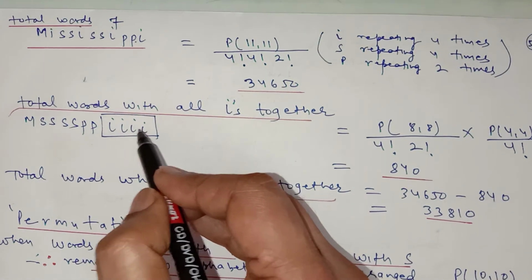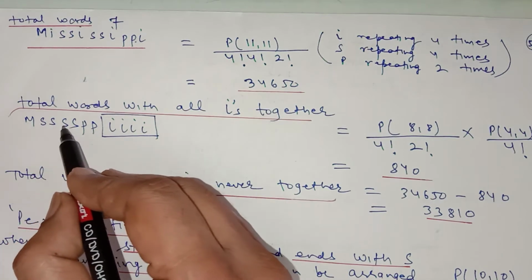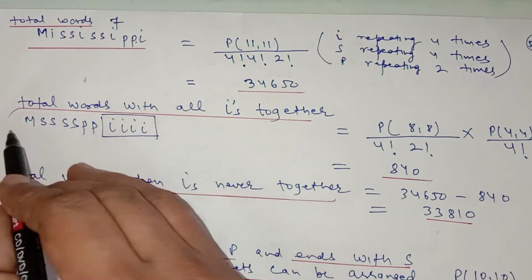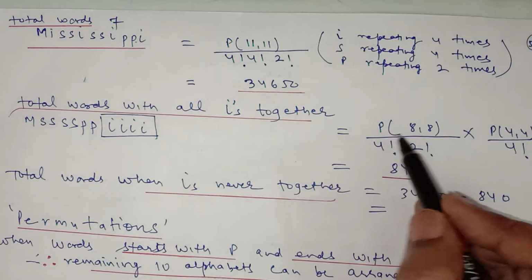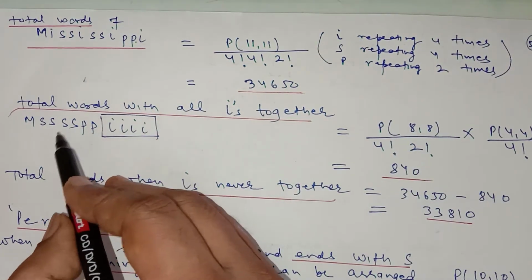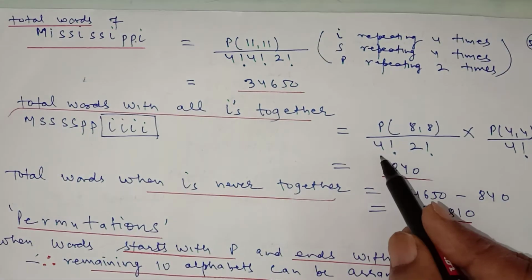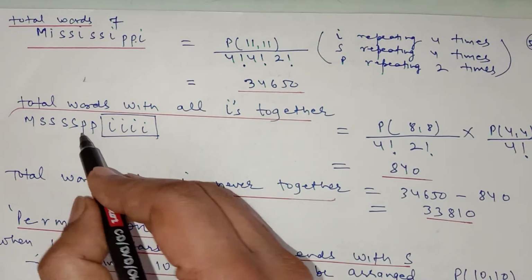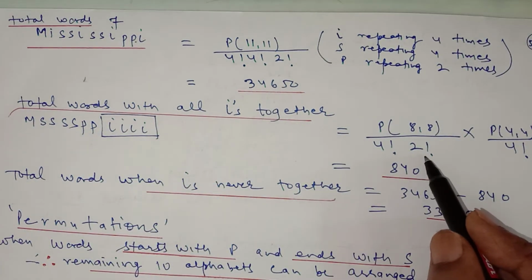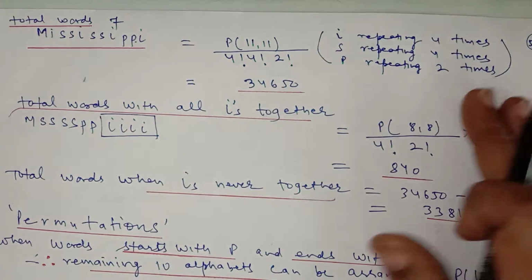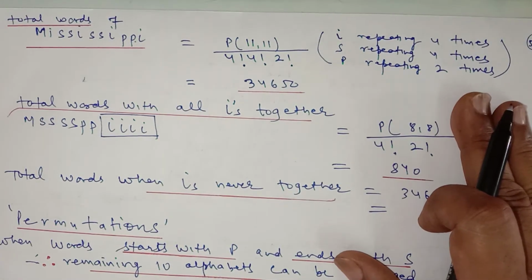So how many alphabets are there? 1, 2, 3, 4, 5, 6, 7, 8. So they can be arranged in permutation of 8, 8, in which S is repeating 4 times, so divided by factorial 4, and P is repeated 2 times, so it will be divided by factorial 2. So this is the total number of words in which I's are always together.